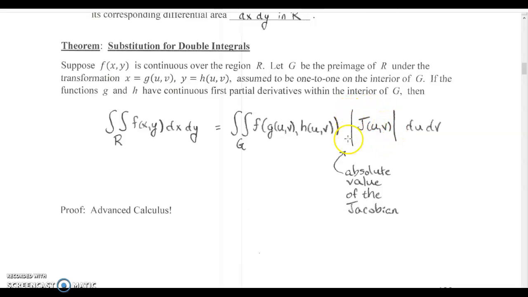Notice that this is absolute values. It means take the absolute value of the result of the Jacobian by doing that 2 by 2 determinant. So it's the absolute value. Some people, when they first see this, get confused and think it's notation for just the Jacobian, but this is the absolute value of the Jacobian. The proof of this is much better in an advanced calculus course. What I want you to be able to do is do some basic problems where we can see how to get these transformations.